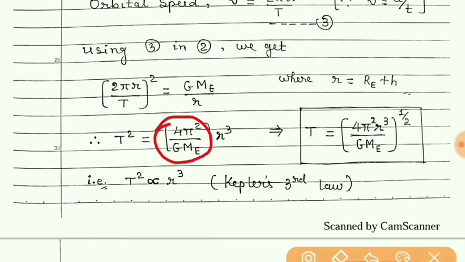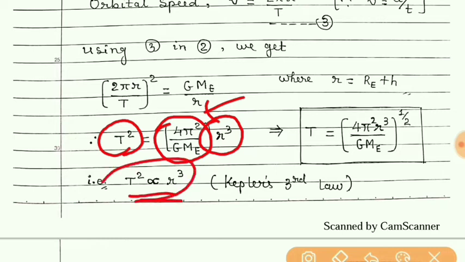So if we remove these constants, then we can write T square is proportional to cube of r, and this is nothing but Kepler's third law. If you remember, we have studied about Kepler's laws in our first or second lecture. So this is the third law of Kepler.